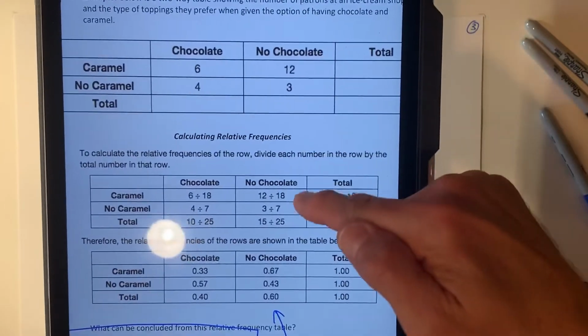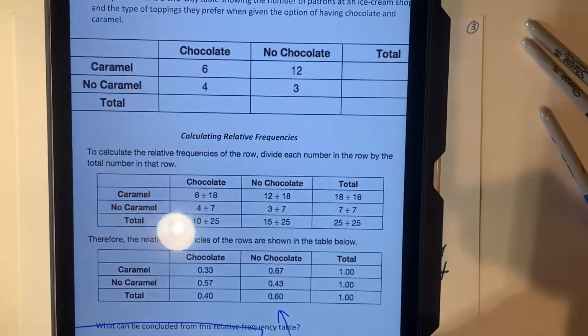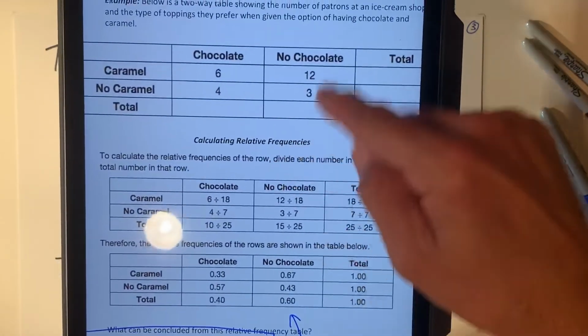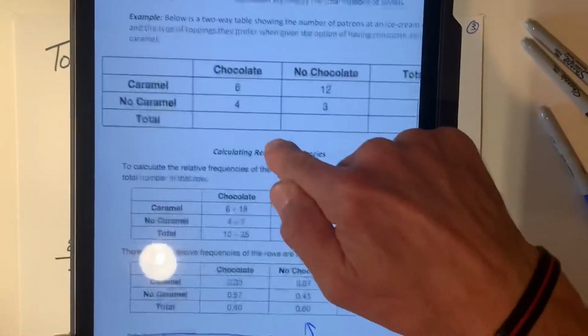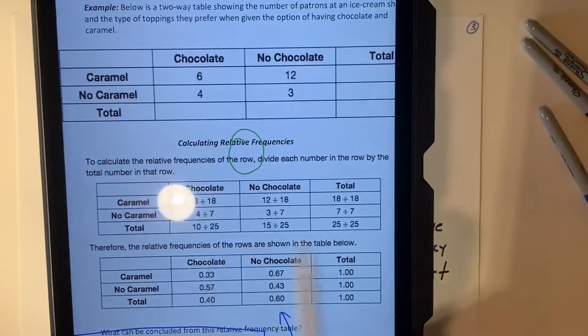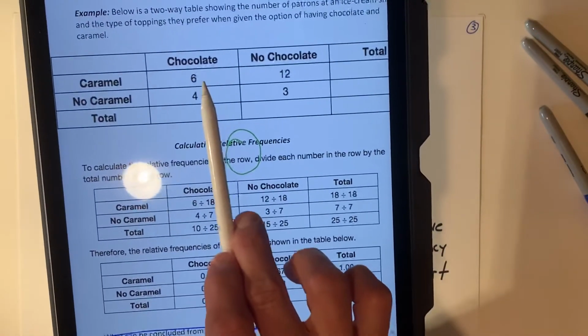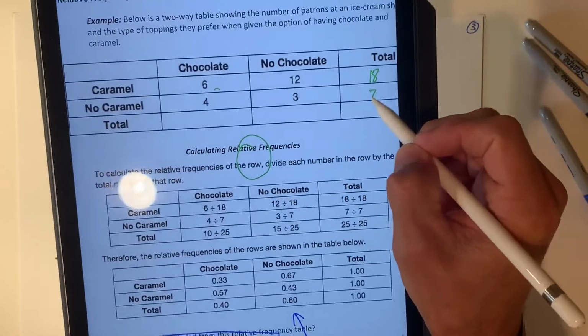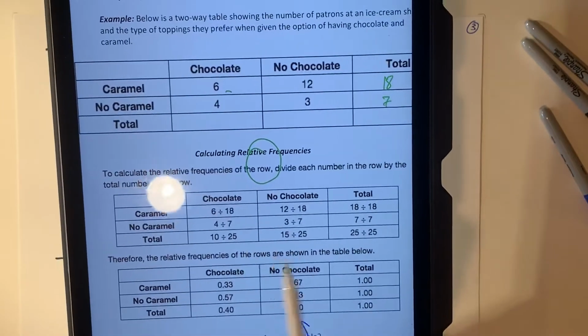And 12 divided by 18 will give you a percentage. Now, the percentage is given as a decimal in this particular case, but because this is specifically asking for the row, that's what's key here. Because it's asking for the row, you have to go ahead and divide your row. So it's 6 divided by, this would have been 18. 6 divided by 18. 4 divided by 7, and so on. That's how you come up with all of these numbers.